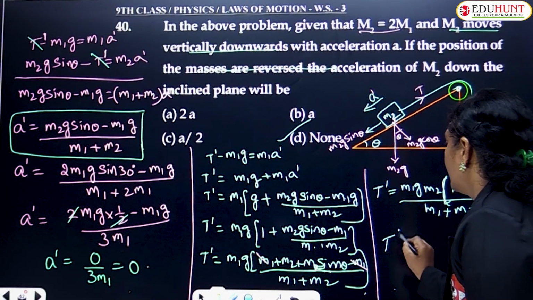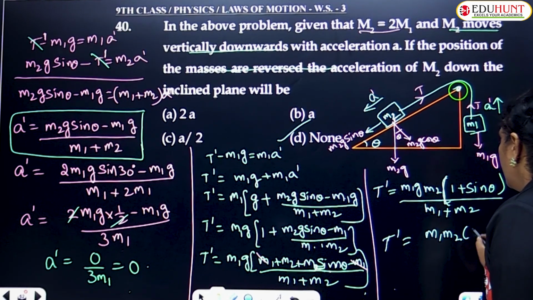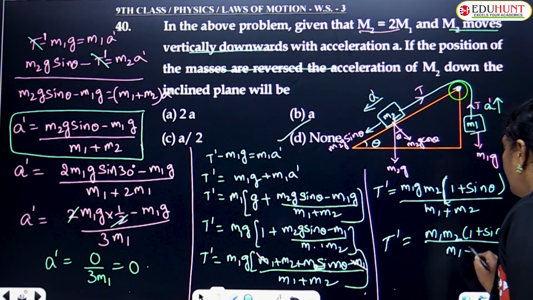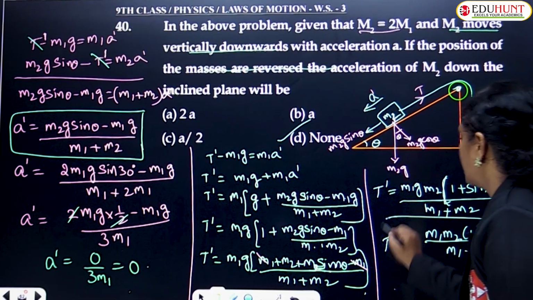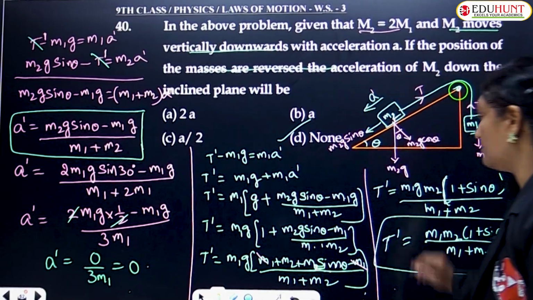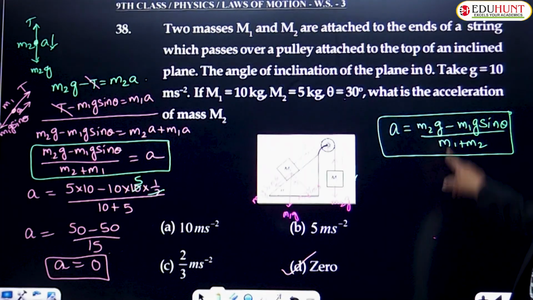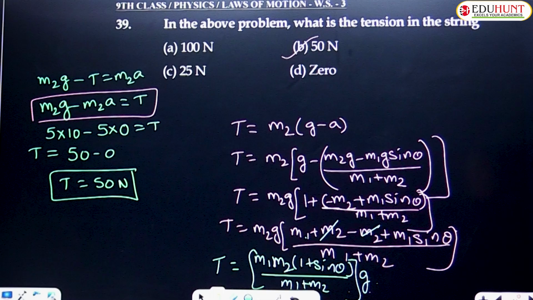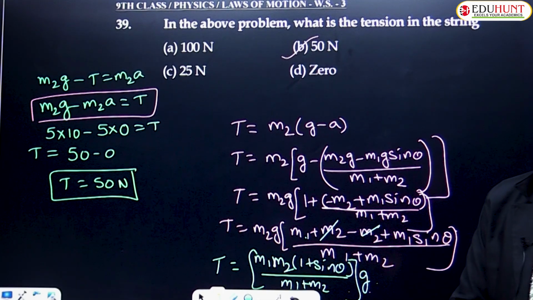Let me write it properly, children. T dash is equal to M1 M2 into 1 plus sine theta, whole upon M1 plus M2, into G. That's it. So this is the value for the new tension. Here is the value of new acceleration and here is the new value of new tension. Similarly, the previous one gives the value of old acceleration and old tension. So old and new acceleration, and old and new tension, we found.